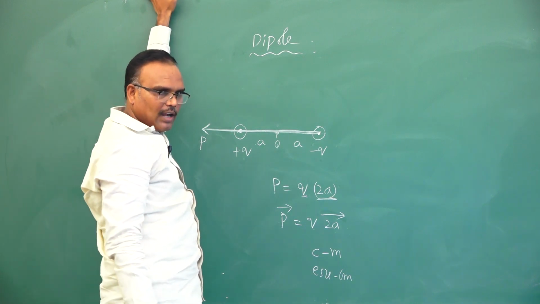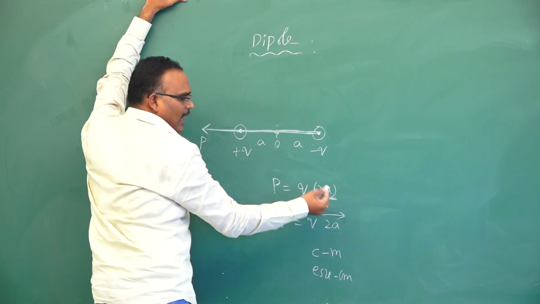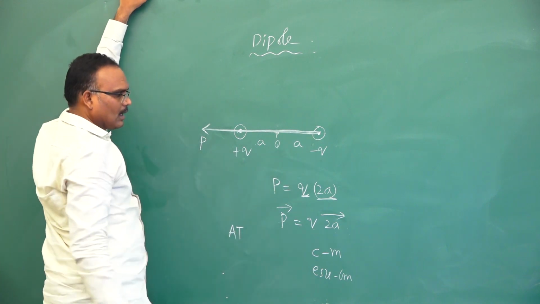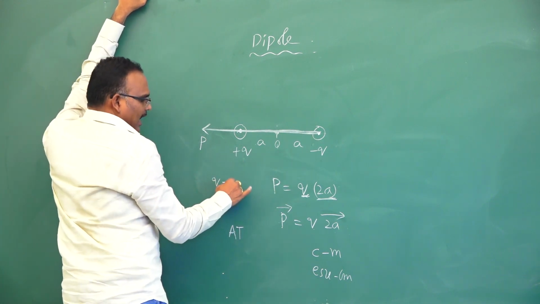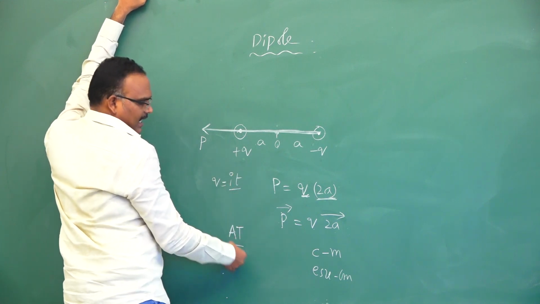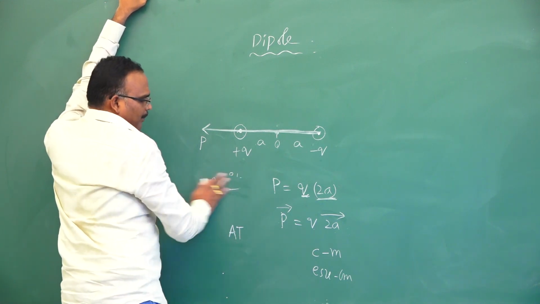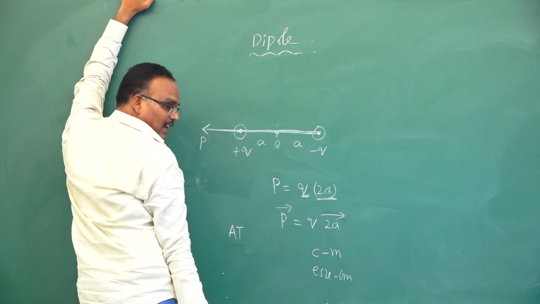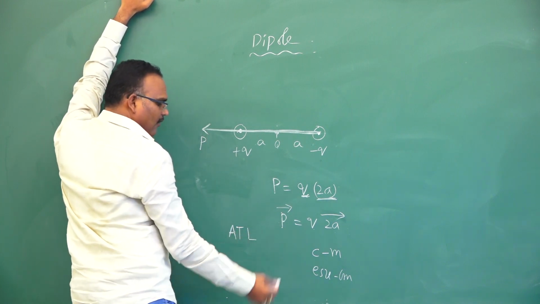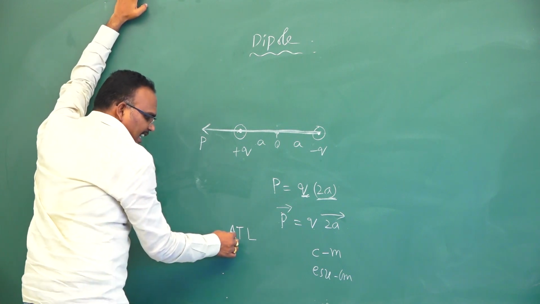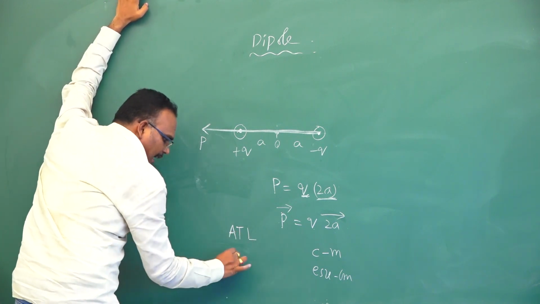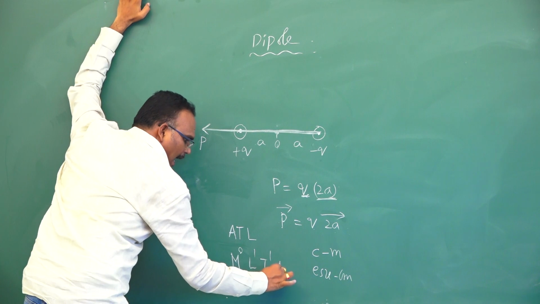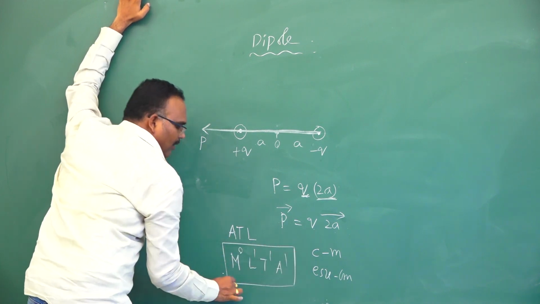If you want to write the dimensional formula, the charge dimensional formula we have already learned. Charge is I into T, so the formula is AT. Next, distance is a fundamental physical quantity, so its dimensional formula is L. So AT into L is the dimensional formula. Standard representation is M power 0, L power 1, T power 1, A power 1. This is the dimensional formula for dipole moment.